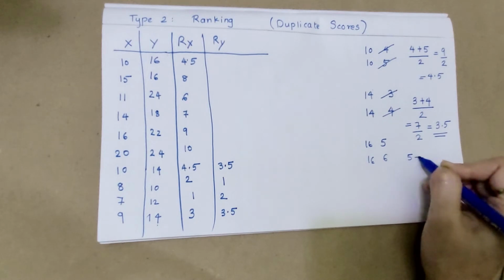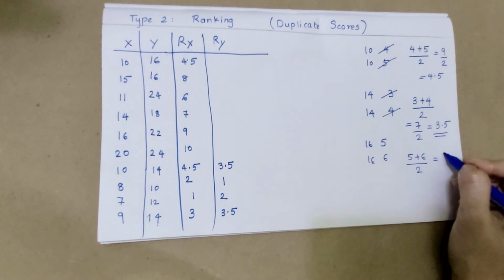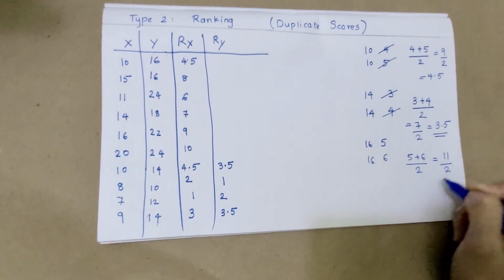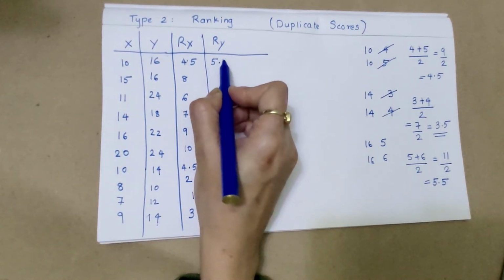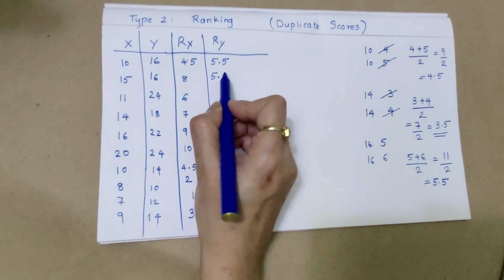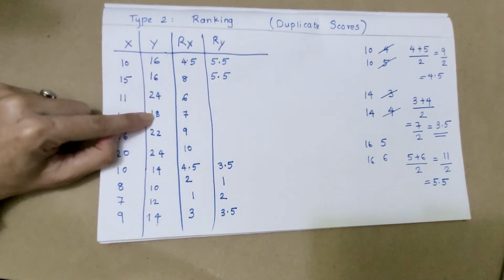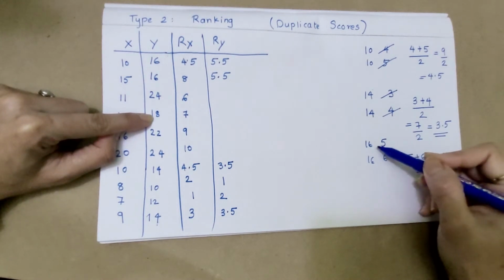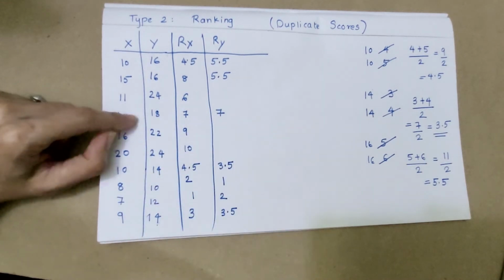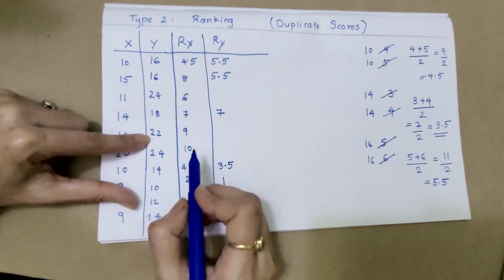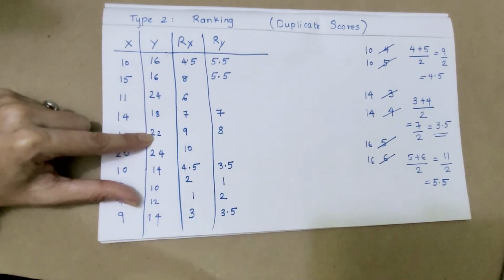So again we do the same thing. 5 plus 6, how many elements? 2 elements. So this is 5.5. So now 16 comes on 5.5. Both 16s are coming on 5.5. Now which is the next element after 16? That is 18. Now which rank will be allocated to 18? 5th is gone, 6th is gone. Now 18 comes on 7th rank. Then after 18, 22 comes on 8th rank.